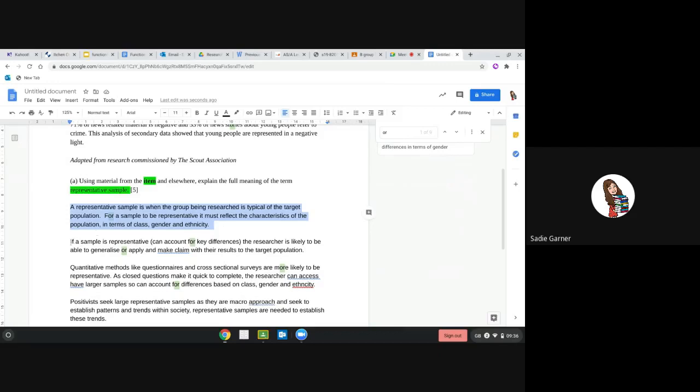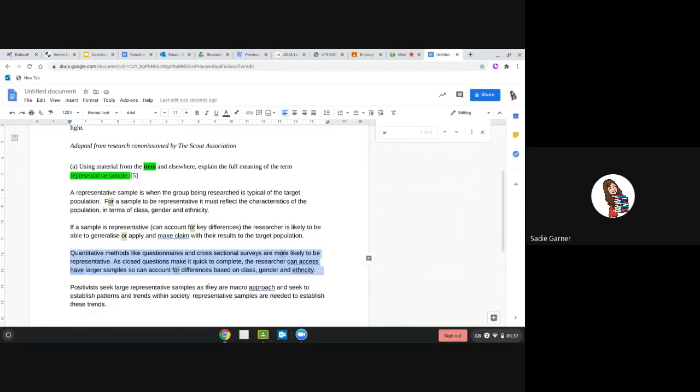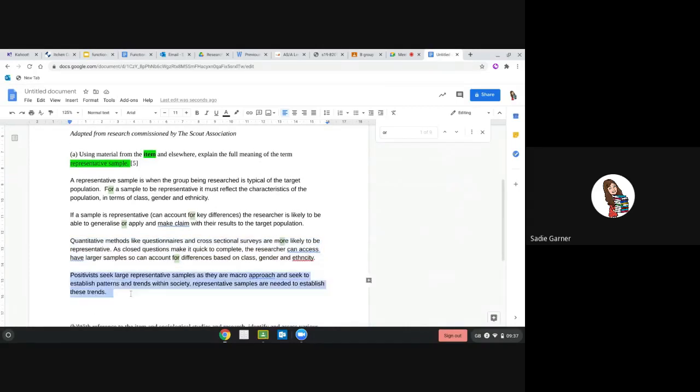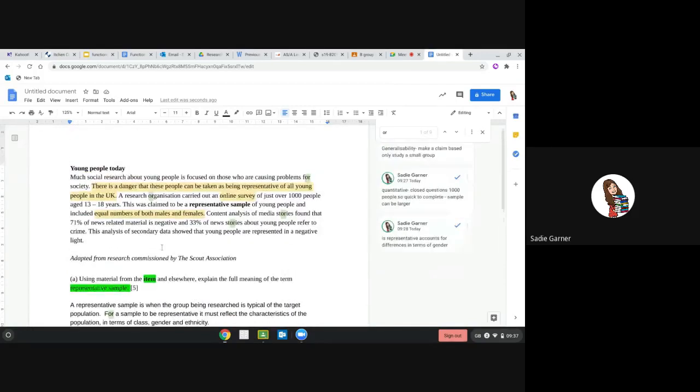Definition. Generalize, it's representative, it's much more likely to be generalizable. Quantitative methods are more representative because the samples are much larger. Positivists seek to have those large representative samples because that's what they need to establish key patterns and trends. So that's 4 marks. The 5th mark comes from the item.